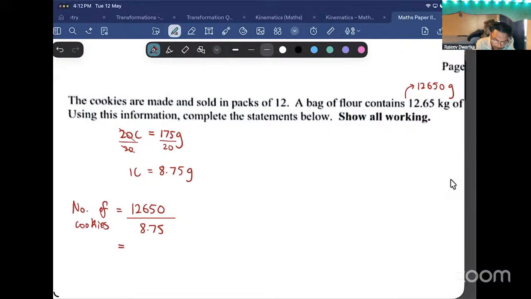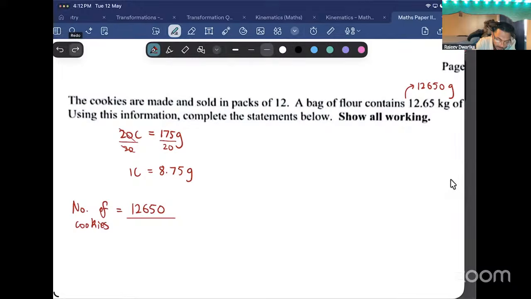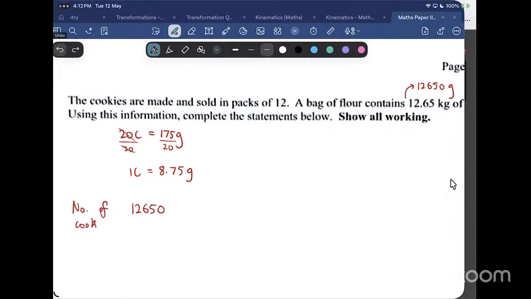Should be 120. Again, 1,445. Hey, this question will make me lose my mind. So it's supposed to multiply by 12, sir.